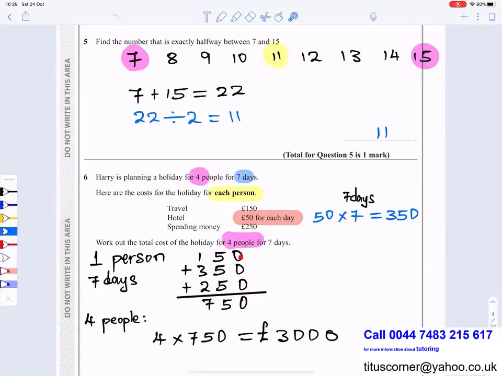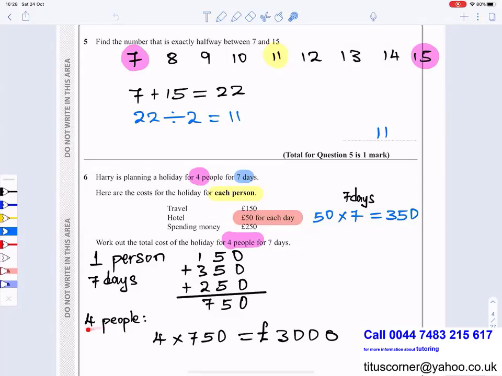You add all of that. 0 plus 0 plus 0 is 0. 5 add 5 add 5 gives you 15 and carry 1. 1 plus 3 plus 2, it gives you 6 plus 1, it gives you 7. 750. And 750 is for one person.